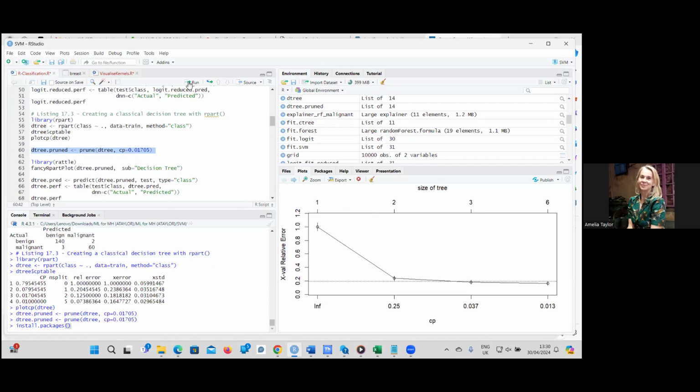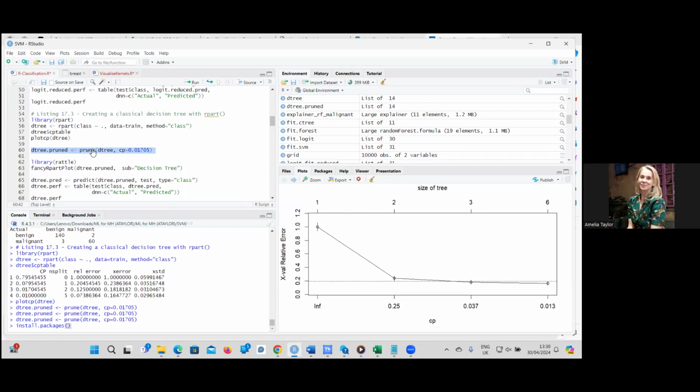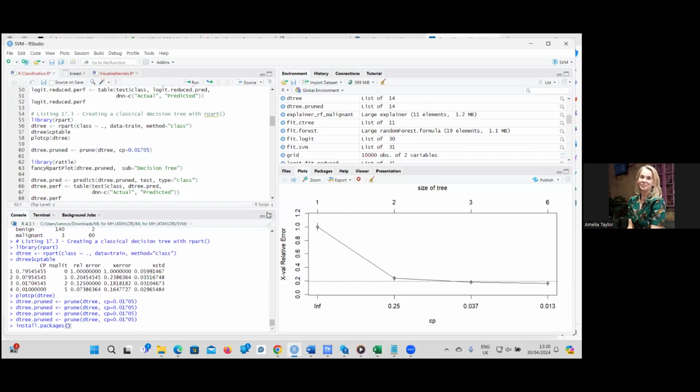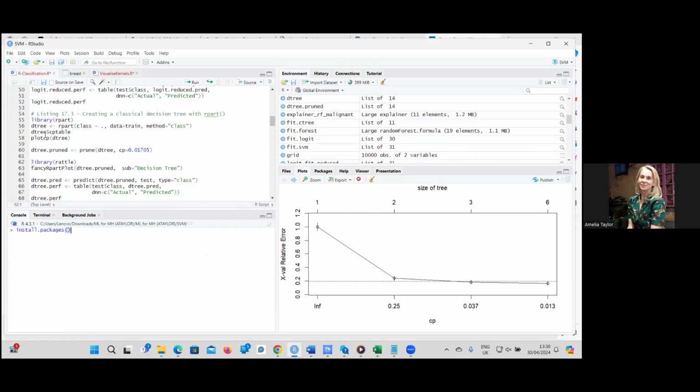So let me run the pruned tree. Sorry, I'm running in the wrong window. Let me just clear this because there's too much baggage. After I created my tree, I analyze the error. This is the error that I'm looking at. I choose the complexity parameter that I want, and I'm going to prune the tree below that level. Let me go back here.